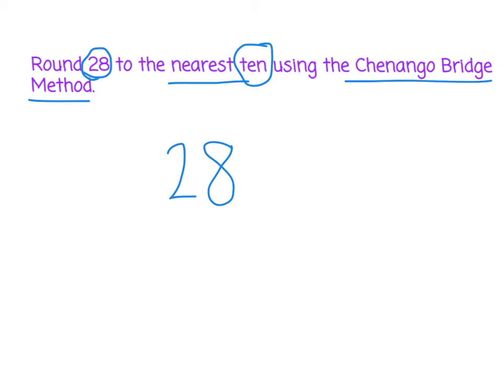I know the 8 is in the ones place, so that means 2 is in the tens place. My next step is to circle the digit that is to the right of the digit that's underlined. I like to refer to this digit in the circle as the boss man. It is going to tell 2 what to do. So, if the number in the circle is 5 or more, it is going to tell the digit that is underlined to go up by 1. If the digit in the circle is 4 or less, it is going to tell the digit that's underlined to stay the same.